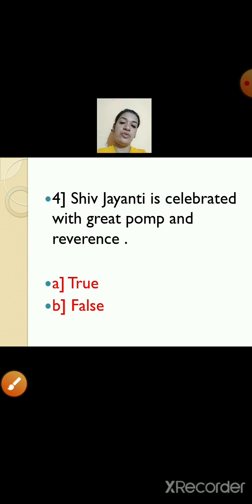Next, fourth one. Shiv Jayanti is celebrated with great pomp and reverence. True or false? Yes, very good. The statement is true.